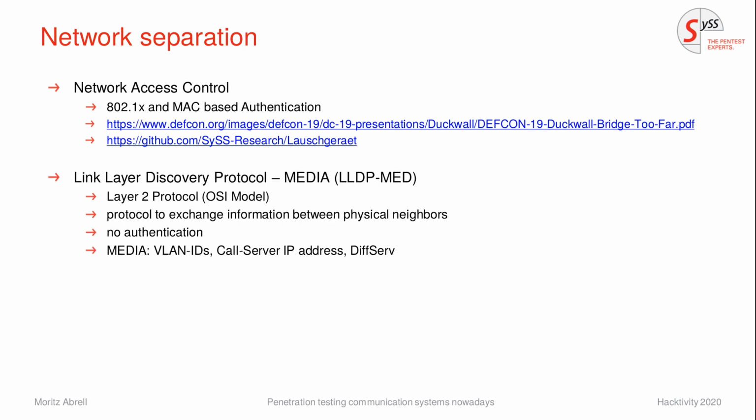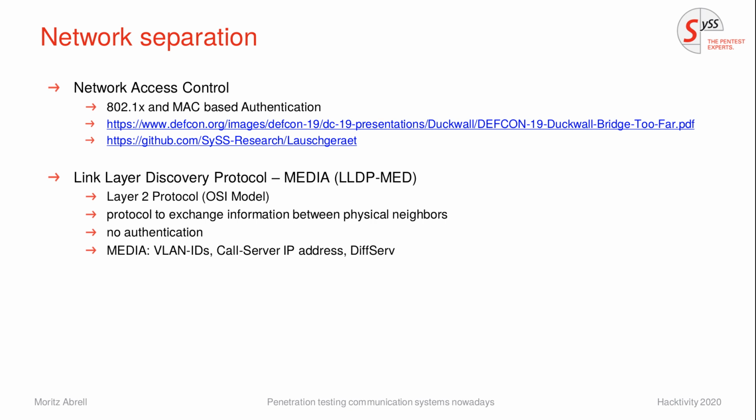For automatic voice over IP VLAN assignment, a protocol called Link Layer Discovery Protocol with the media extension is often used. It is a layer 2 based protocol with no authentication. And it's for exchanging information like VLAN IDs, server addresses, quality of service things between network neighbors. This protocol is pretty cool for automatic rollout, because you plug in a phone and the switchport will be configured with the voice over IP VLAN, and the phone knows which VLAN ID it has to tag on its network interface.